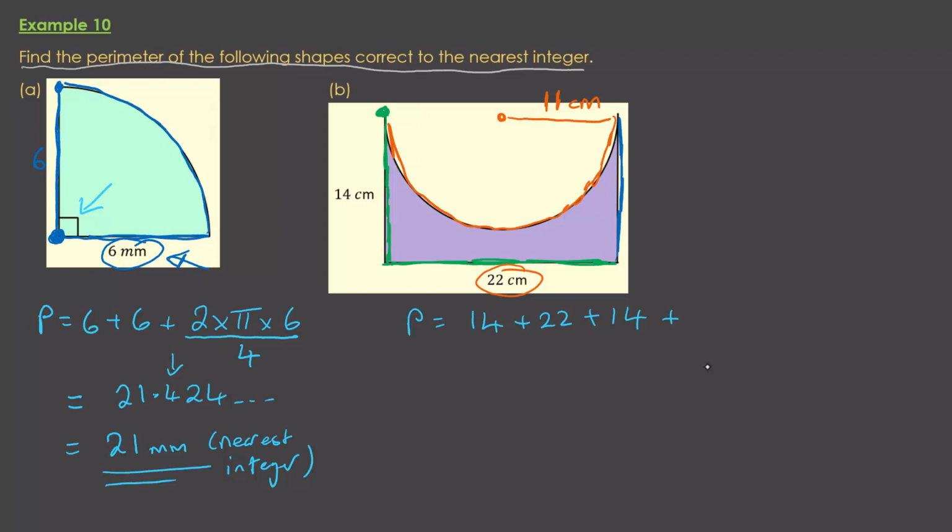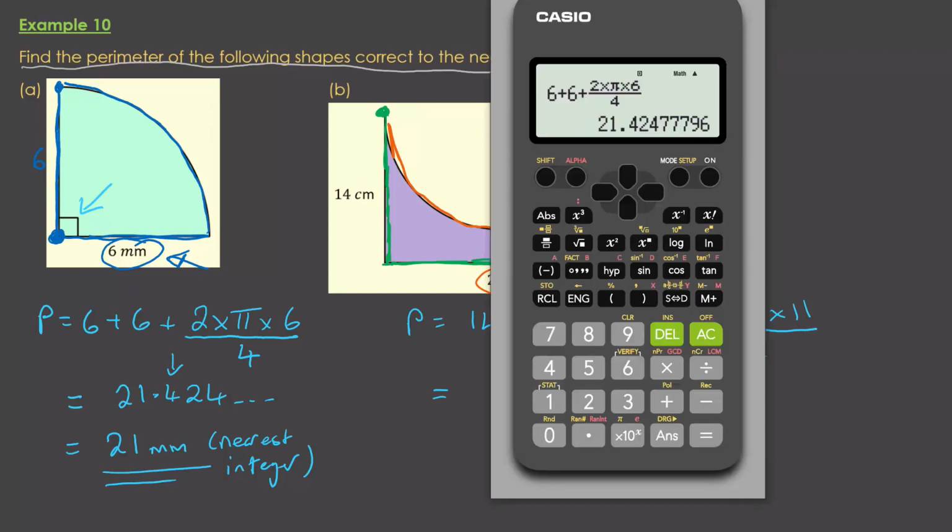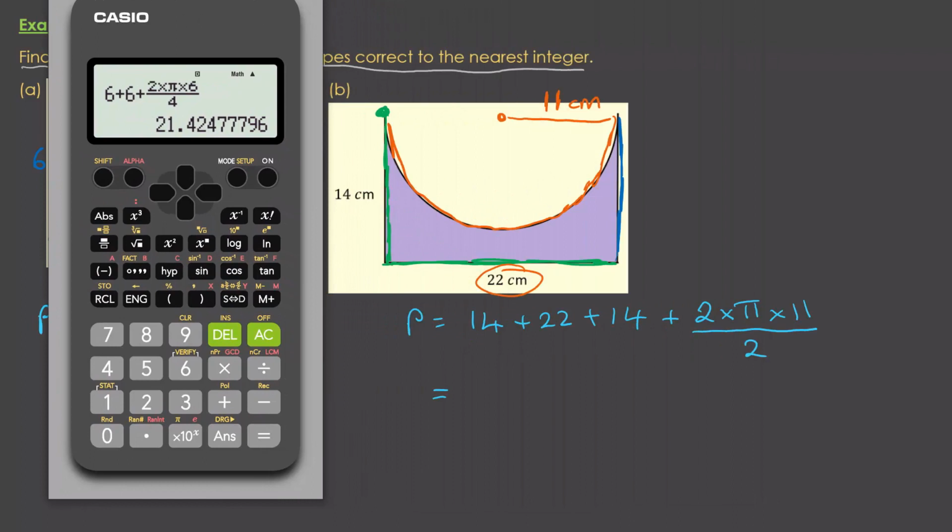So I'm going to do 2 times pi times 11, but that would be the whole circle. And here what I have is half of a circle. So I just divide by 2. And then once again, calculate that all in one go.